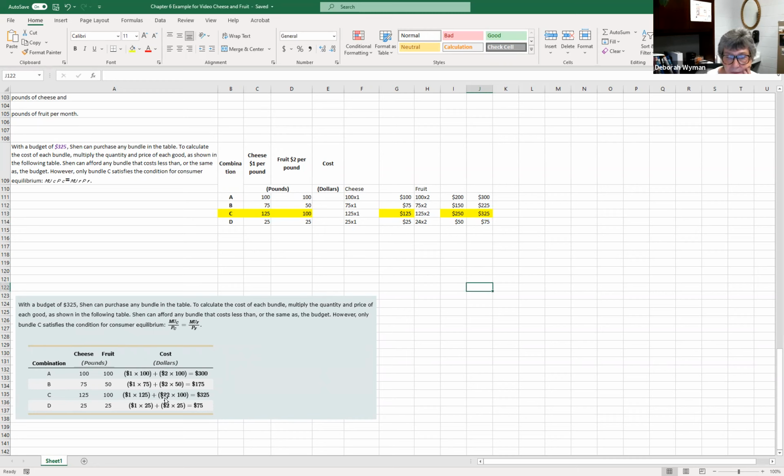Down here, I just wanted to point out that this should be 2. The book made a mistake. It shouldn't be 22. So this is how you would know what the optimum level of cheese and fruit would be for Shen to purchase every month.